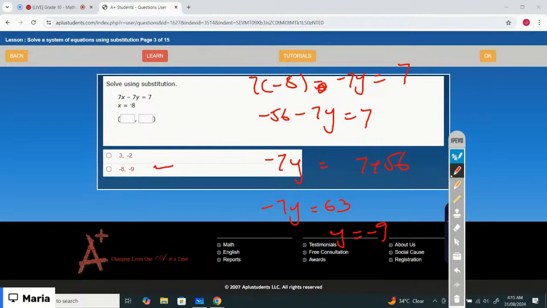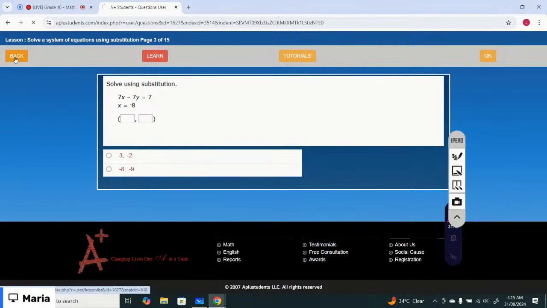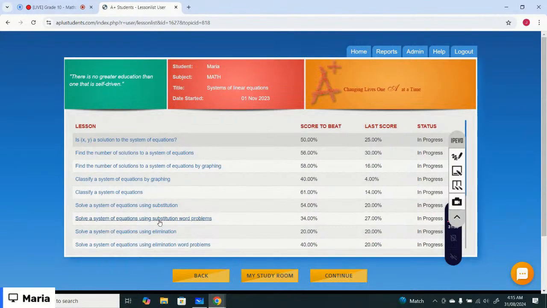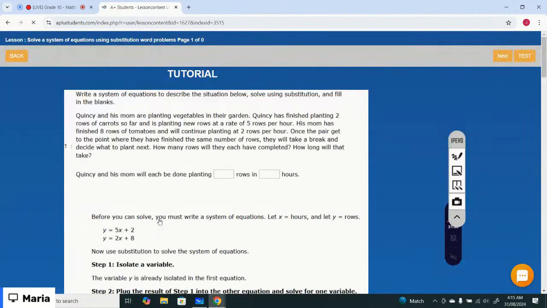The correct option is option number 2, right? Okay, you can complete the lesson by yourself later today. Let me just move on to the next lesson. And the next lesson is the word problems, right? That is for the substitution and word problems. So let's just start with the word problems. That is solve a system of equations using substitution word problems.